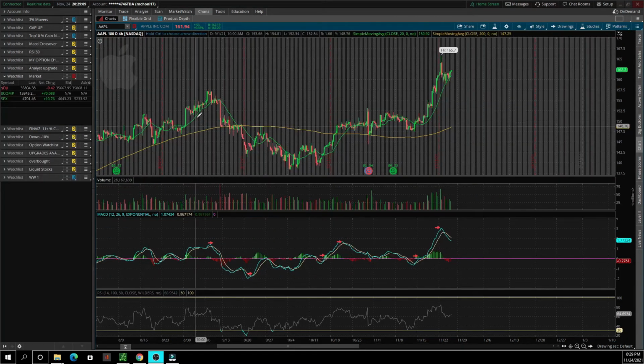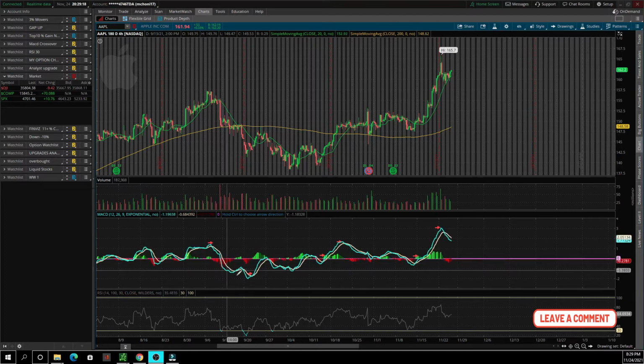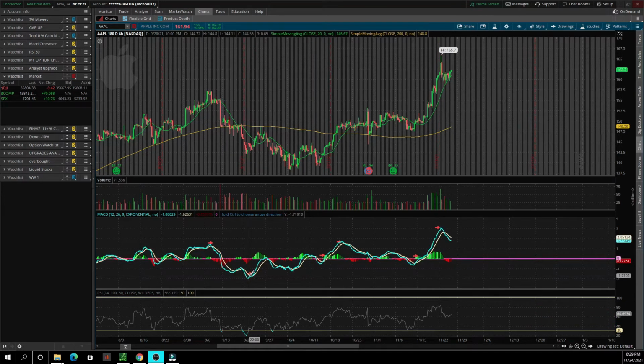Using my strategy to enter and exit the trade, this is what I'll be looking for. This is going to be my exit right here, the blue line crossing below the yellow line. This is going to be my entry to the upside, right?